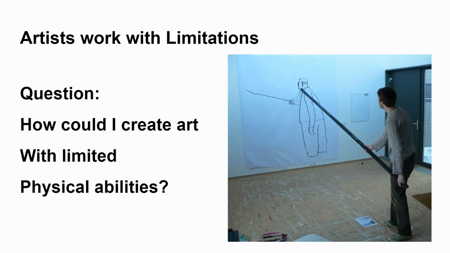Here is, again, artists work with limitations. When you look in the picture, you can see that the guy's holding a really big stick, which would make it hard to draw. So his question could have been, how could I create art with limited physical abilities? So maybe he always draws with sticks, and there are different types of sticks, logs, little sticks, tiny little sticks, I don't know. Or maybe he limits himself to physical limitations.